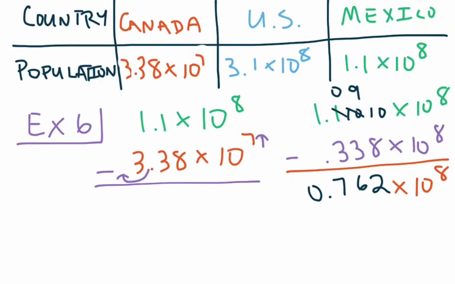Well, my number is not written in correct scientific notation again. I need a single digit number in front of the decimal. So I'm going to make this number bigger by moving the decimal place after the 7. I go from 0.762 to 7.62. And if that number gets bigger, my exponent here must get smaller. So times 10 to the 7th. And that's my final answer: 7.62 times 10 to the 7th. That is how many more people there are in Mexico compared to Canada.